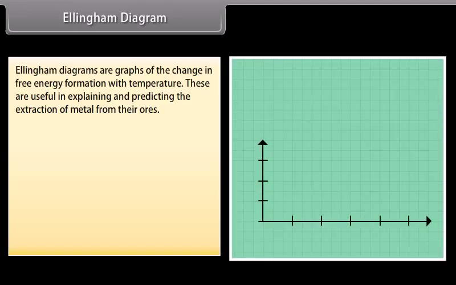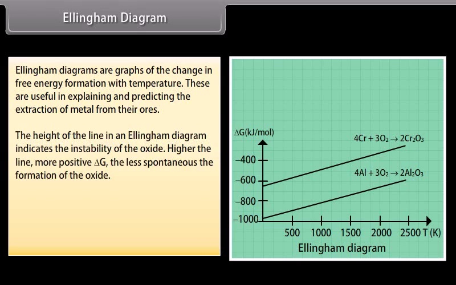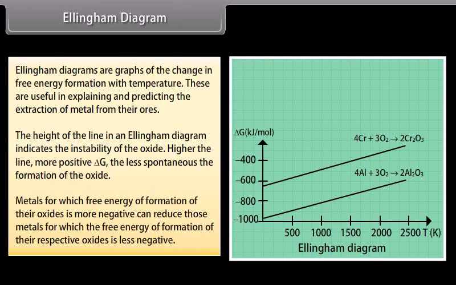Ellingham diagram. Ellingham diagrams are graphs of the change in free energy of formation with temperature. These are useful in explaining and predicting the extraction of metal from their ores. The height of the line in an Ellingham diagram indicates the instability of the oxide. The higher the line, the more positive delta G, the less spontaneous the formation of the oxide. Metals for which the free energy of formation of their oxides is more negative can reduce those metals for which the free energy of formation of their respective oxides is less negative.